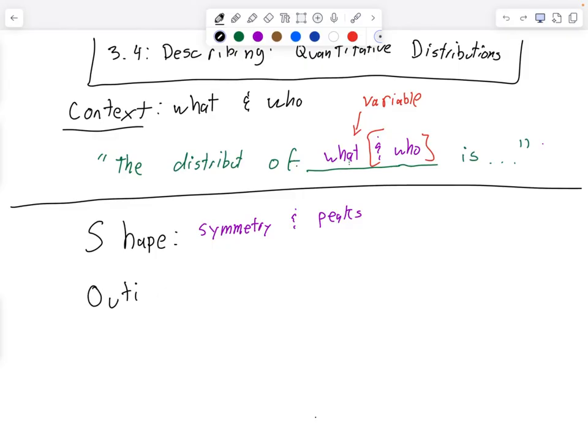Slash, we also want to talk about gaps. So, is there any potential outliers or gaps? Now, I'm going to put a little star here, because if there are no outliers or gaps in the data.